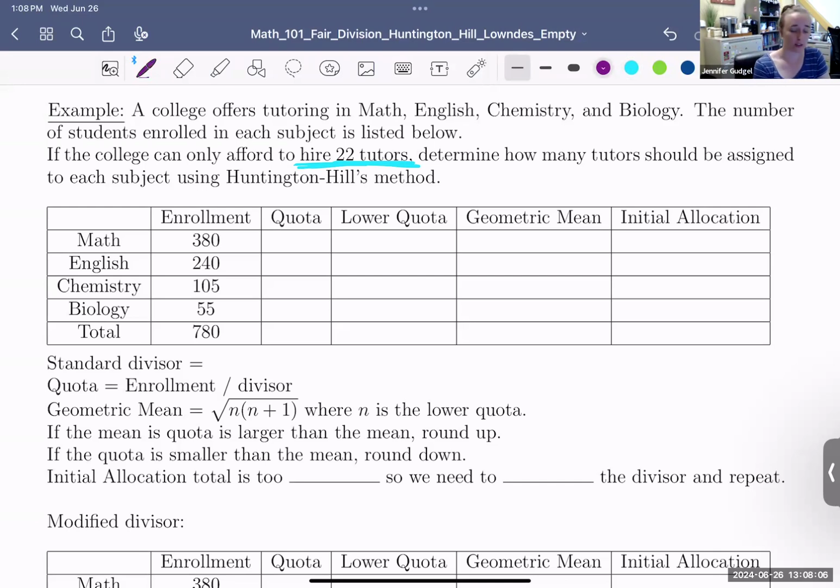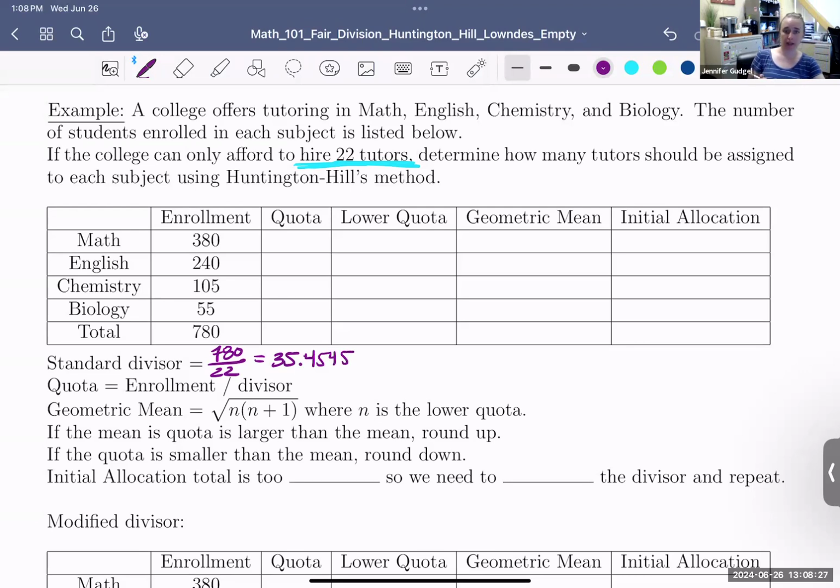Okay, we find that standard divisor, which is the total population, or in this case, total enrollments, divided by the number of representatives, 22 tutors in this case. All right, so the original standard divisor is going to be 35.4545.